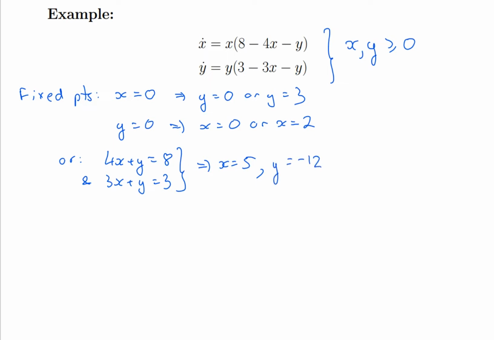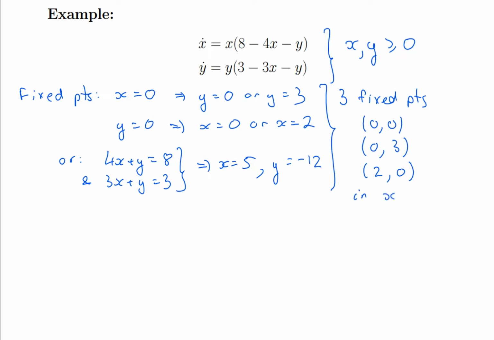But I'm going to rule that one out because I'm only interested in this case in the space where x and y are greater than or equal to 0. So altogether, I get 3 fixed points: 0, 0, x equals 0, y equals 3, and x equals 2, y equals 0 in the first quadrant.